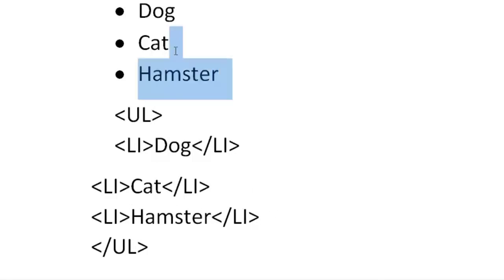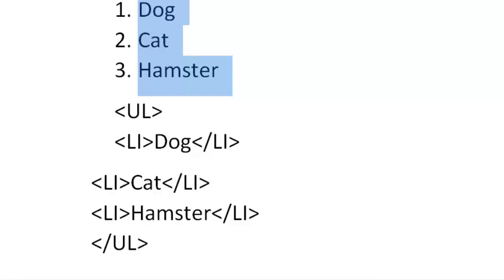All right. So now that you understand that, what I want to talk about now is ordered lists. Now, ordered lists are going to be something like 1, 2, 3, 4, 5, right?